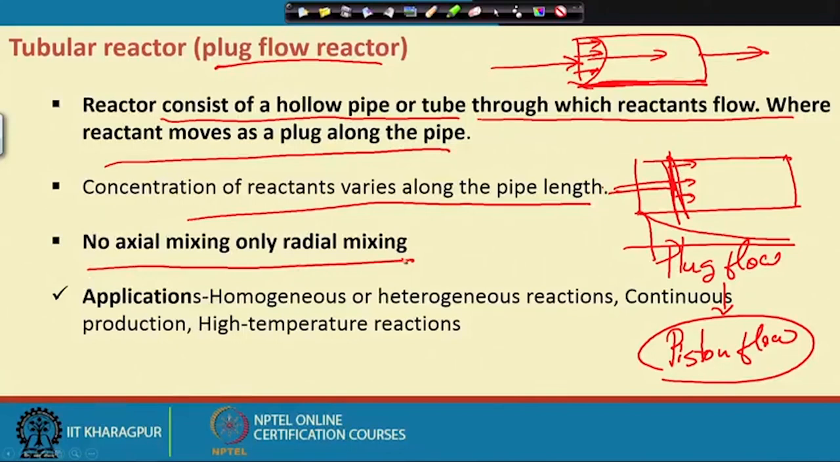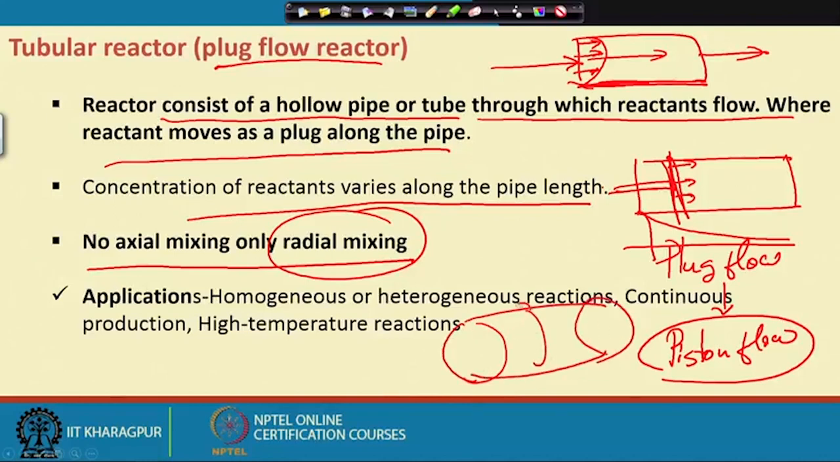Now, the concentration of reactant varies along the pipeline. So, if you plot the concentration, you will find it keeps on changing with respect to distance. No axial mixing, but only radial mixing. What do you mean by radial mixing? I told you this is the tube. The liquid can have radial mixing, in a circular direction, not in the axial direction. The axial direction is not permissible, but radial mixing is permissible.